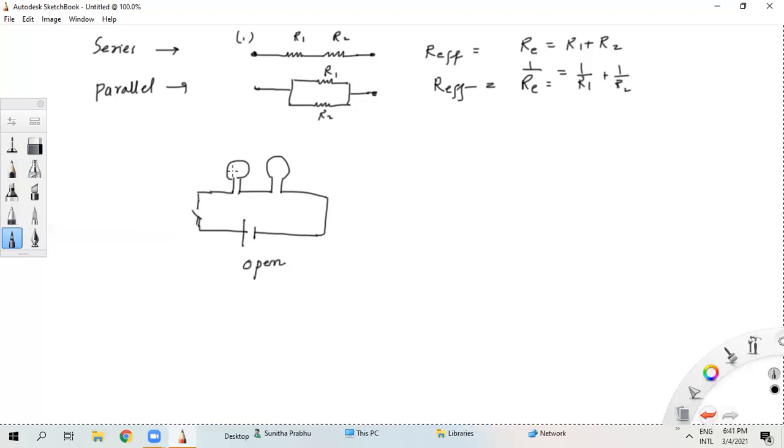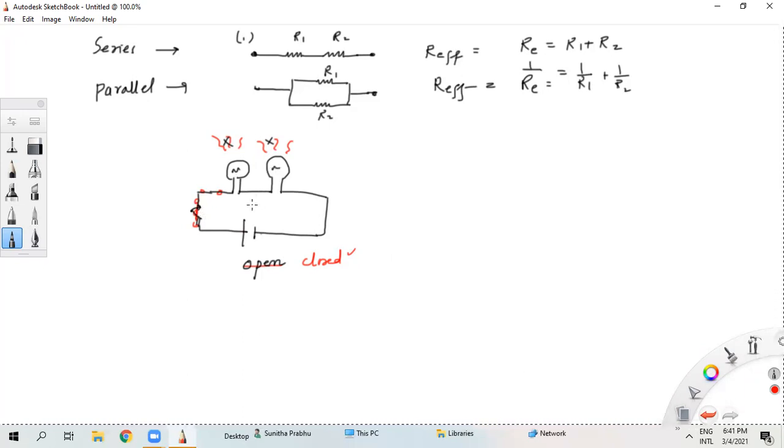In open condition, will the lamps glow? No, sir. No, in the open condition, the lamps will not glow. If I close this, in the closed condition, do you think the lamps will glow? Yes. Okay, so if I close it, then both the lamps will glow. That means whatever electrons are there, they have a path and they can flow through the circuit when this key is closed. Okay, this is one thing.